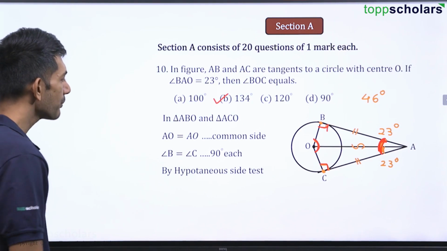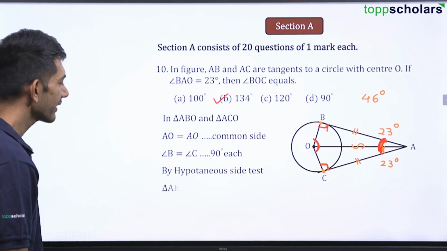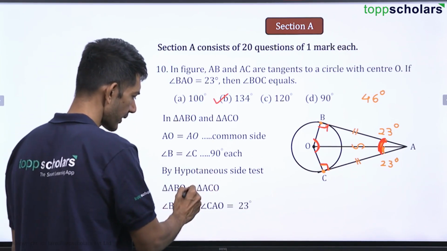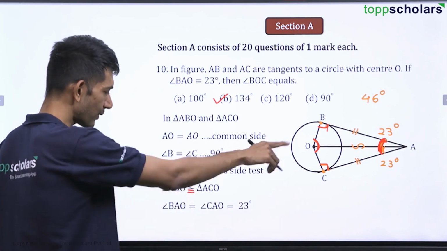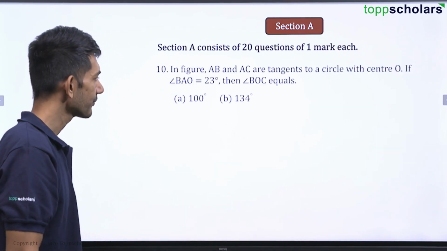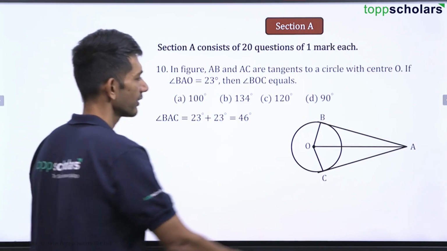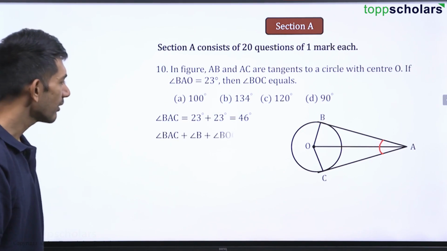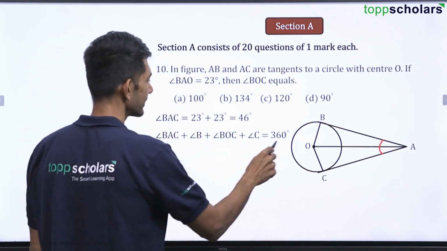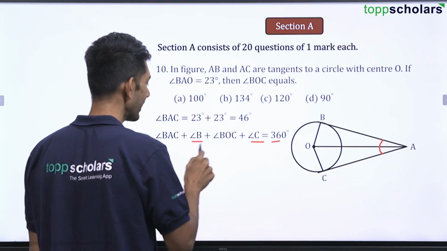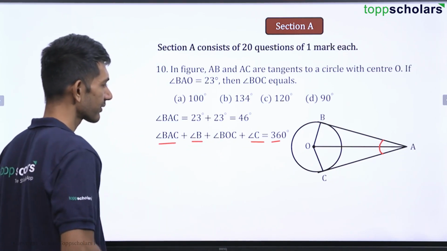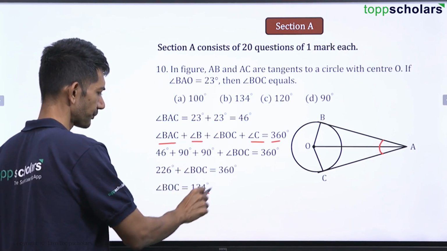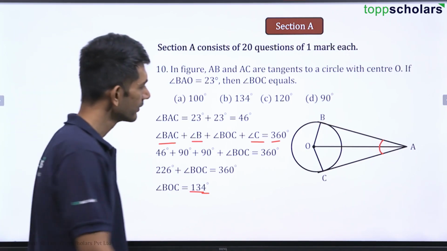Yes, by hypotenuse side, we can say that the two triangles are congruent. This is 23, so the lower angle will also be 23. Once you get this angle as 46, the sum of all angles of the quadrilateral is 360. So at B and C you put 90, 90, and then BAC is 46. Just keep solving. Shift it, 134. Easy. This is 134.